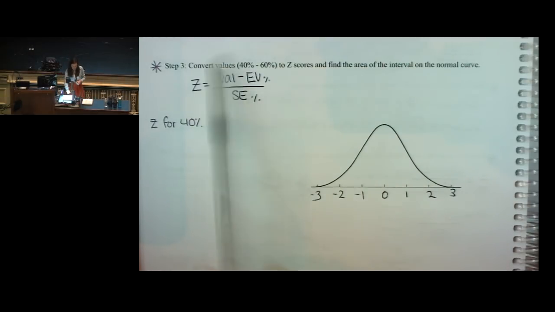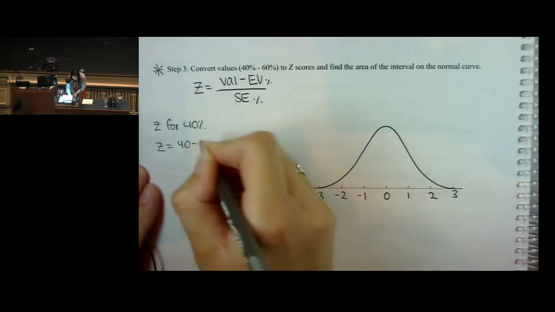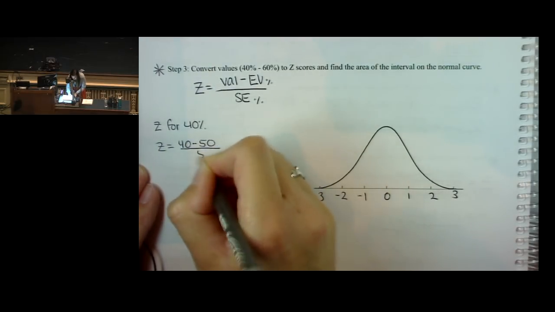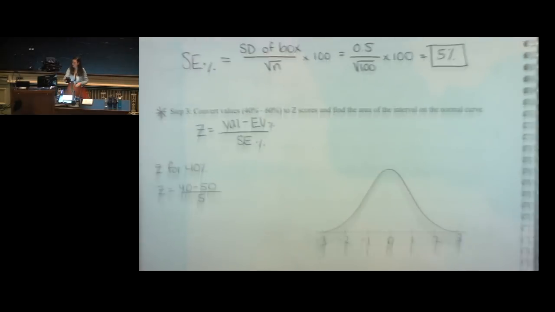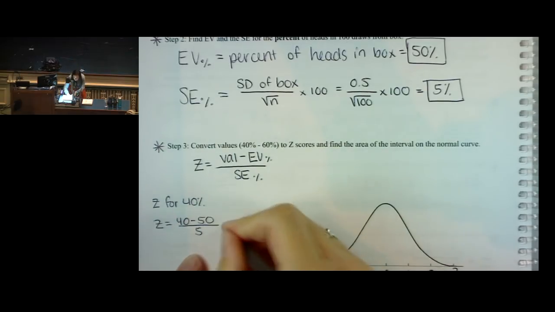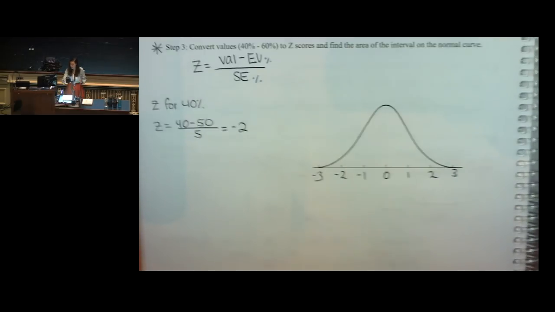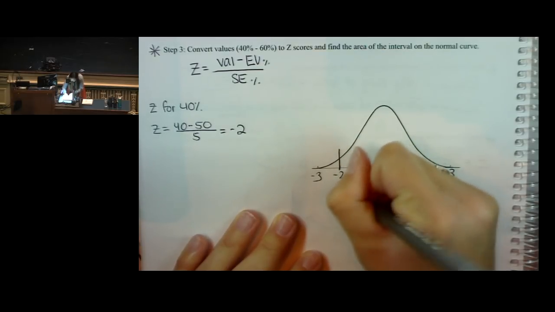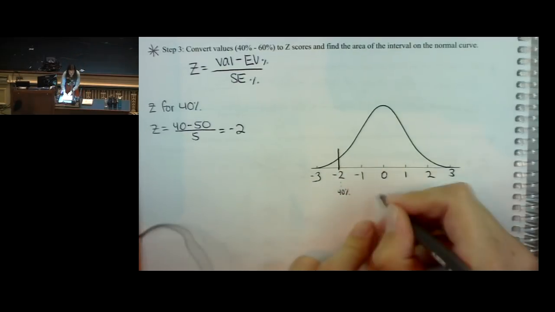is just going to be, so 40 is my value, 40, 50 is my expected value, and then I get 5 for my standard error. So those are from step 2. And let's see, negative 10 over 5 is negative 2. So that means getting 40% heads is 2 standard errors below what I would expect. So this is 40% heads. And then right in the middle, that's my expected value.